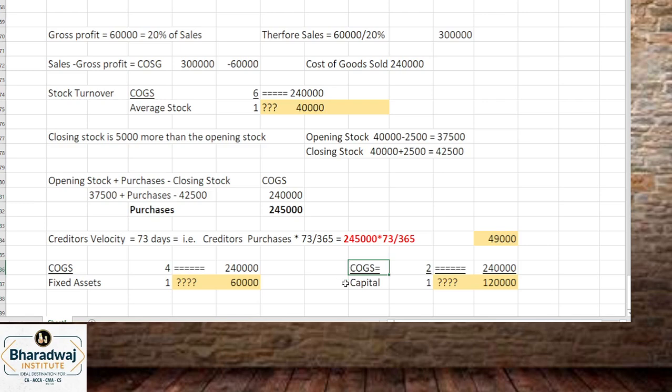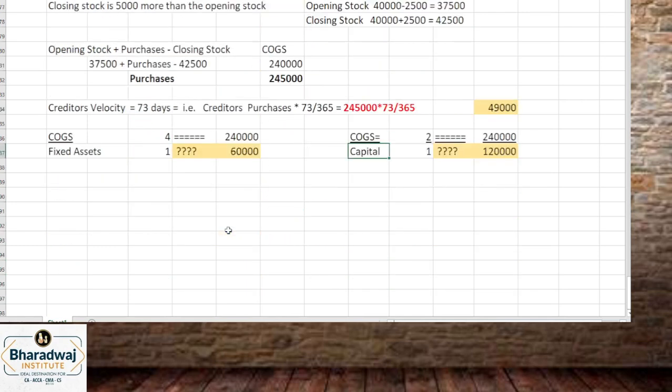This is not shareholders funds divided by capital. Preparing the balance sheet, what is the capital amount we worked out? 1,20,000. Apart from that, we are given reserves and surplus. What is the reserves and surplus? 20,000. Creditors we have worked out. How much?